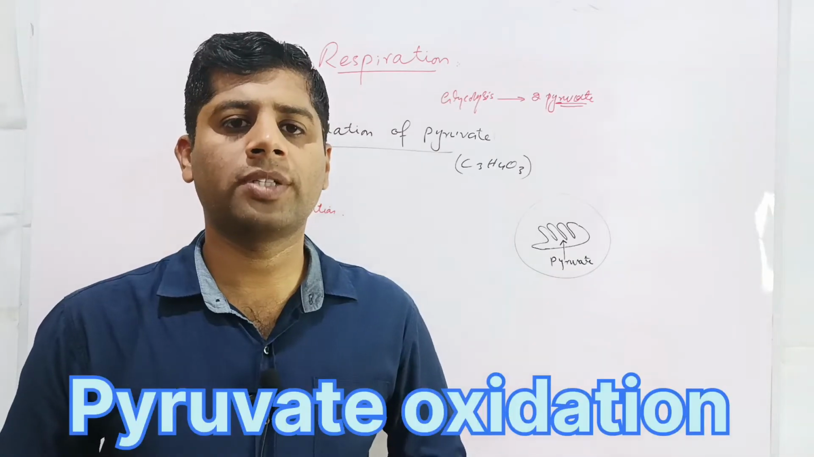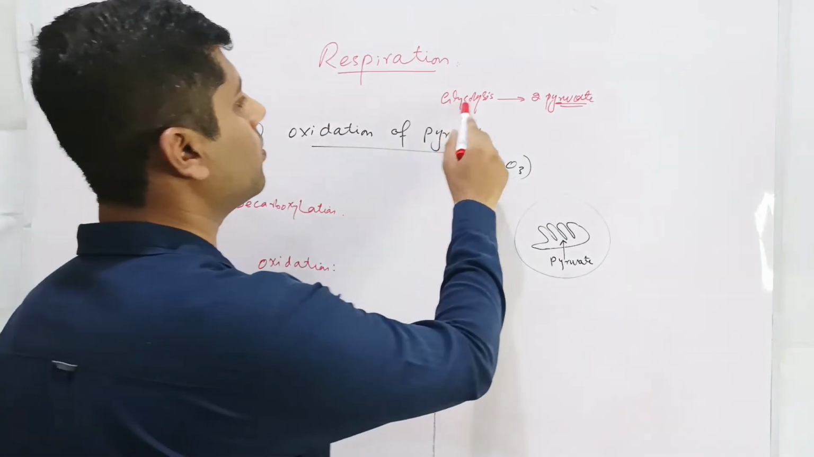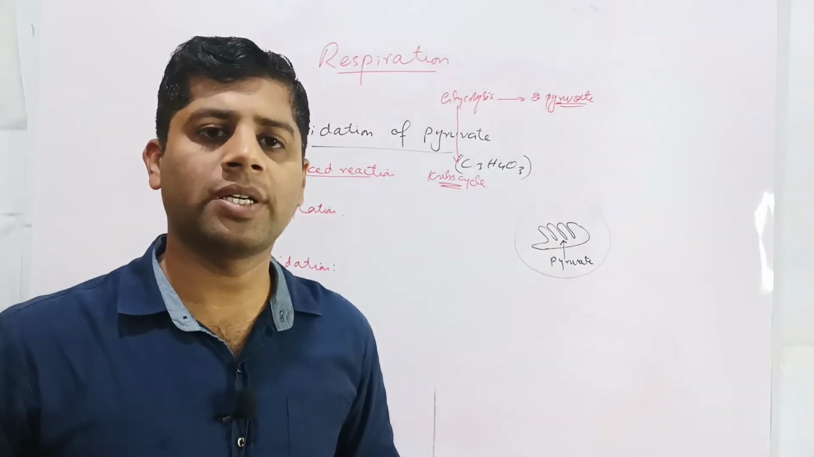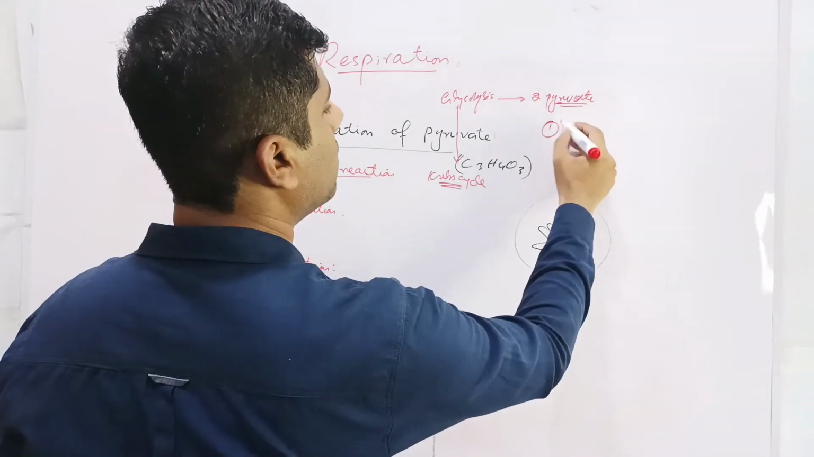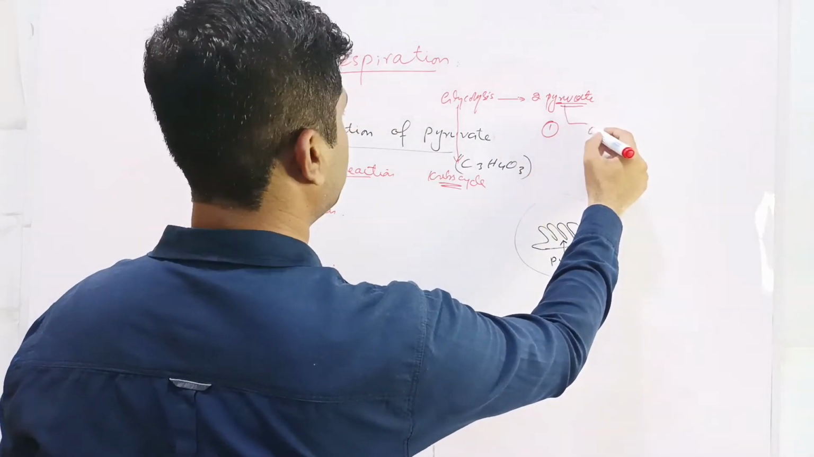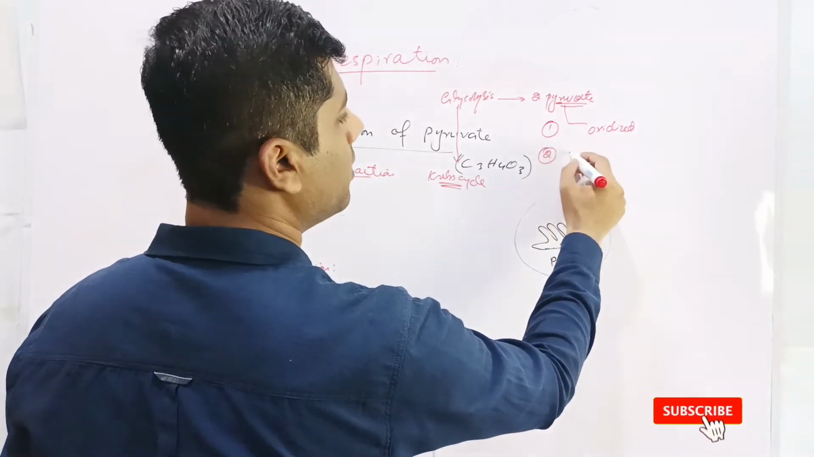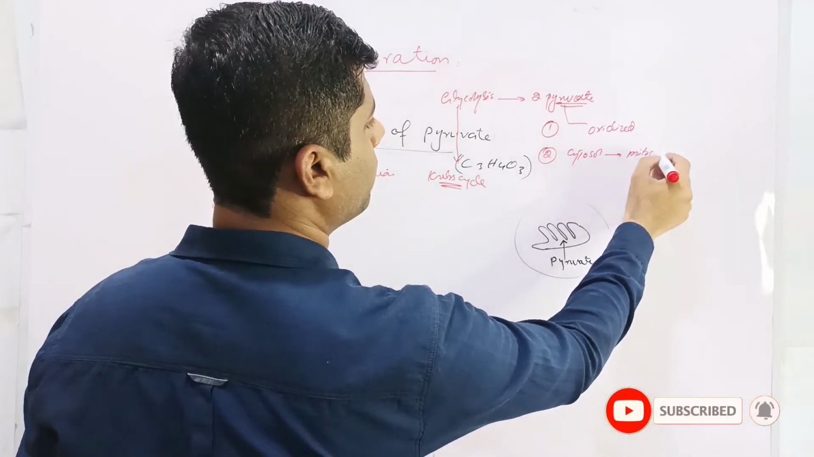Second step of aerobic respiration is pyruvate oxidation. As we have seen, glycolysis produces two pyruvate molecules. The pyruvate molecule before entering the Krebs cycle undergoes two changes. The first one is it is oxidized. The second, it enters from the cytosol of the cell to the mitochondria.